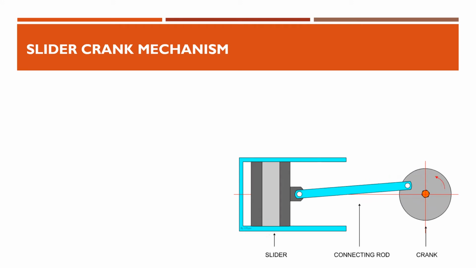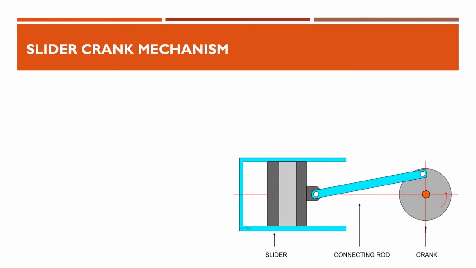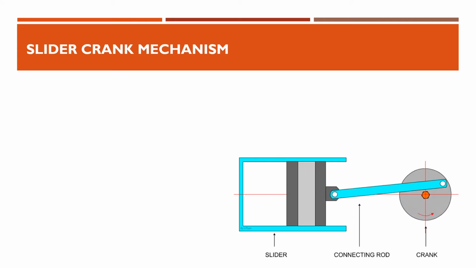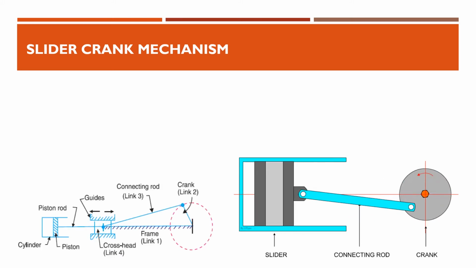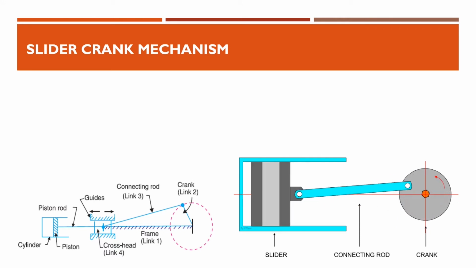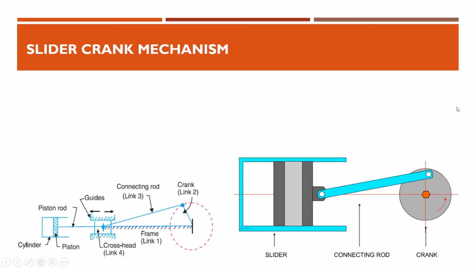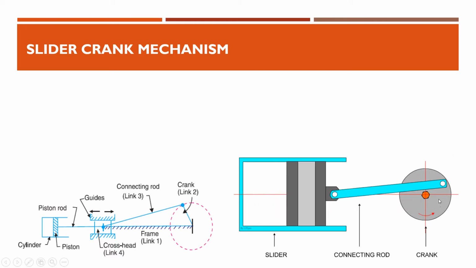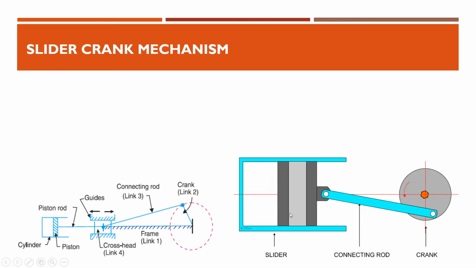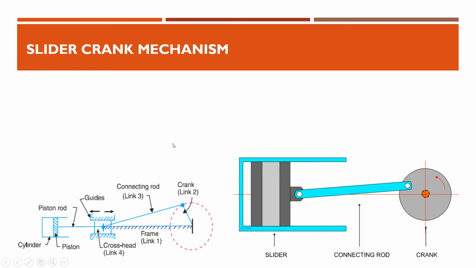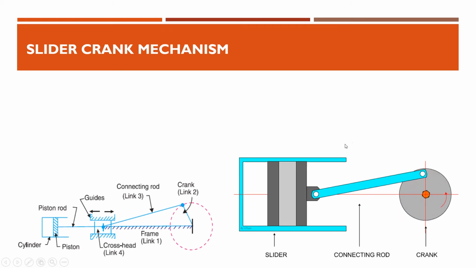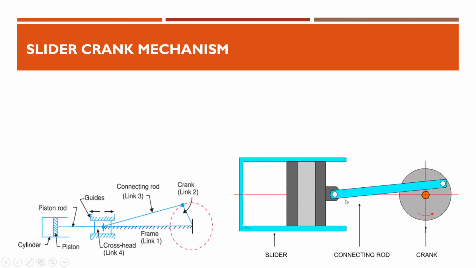So first I will explain what is a slider crank mechanism. Then we can go to the various inversions of the slider crank mechanism. A slider crank mechanism consists of four links: the crank, connecting rod, slider and the fixed link which is the frame. In this case, this is the crank which is rotating, making a complete revolution. This is the slider which is making a reciprocating motion, and the slider and the crank are connected by means of a connecting rod. And this cylinder, this is the fixed one which is called the frame.